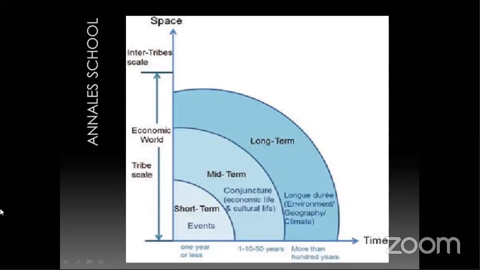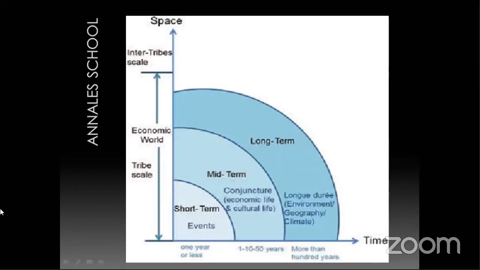This is a graph that I took from the website. It's a graph through space and time. You can see here the tribe scale, that is the community scale, and the inter-tribe scale above, that covers more than a tribe, more than a few communities, and actually a regional event. Then this is the economic world on the left side.